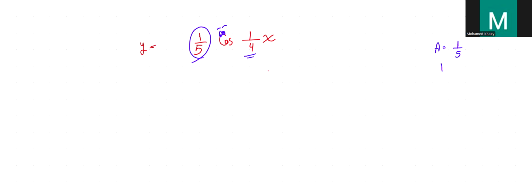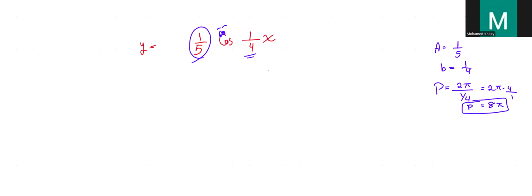Based on this, what's the period? Equals 2 pi, already memorized, over B. What is B here? It's 1 over 4. Keep it, change, flip, so it's going to be 2 pi times 4 over 1, which is here 8 pi. So this is the period now.